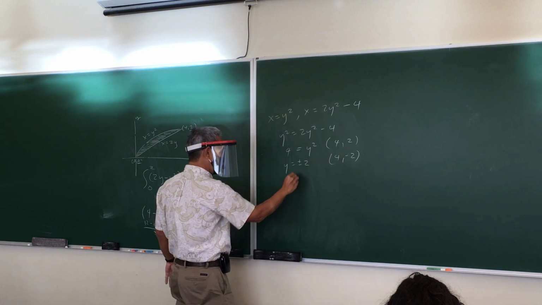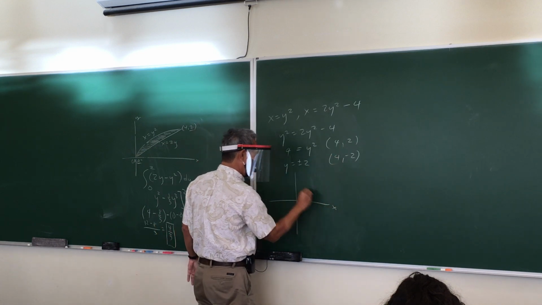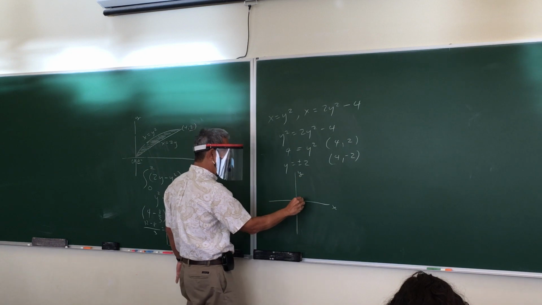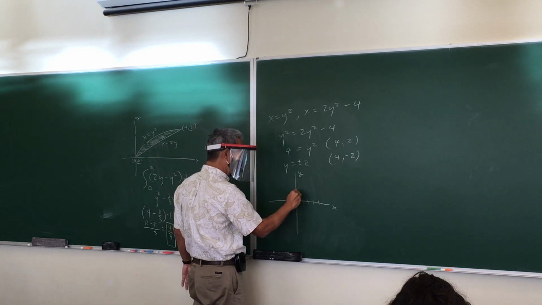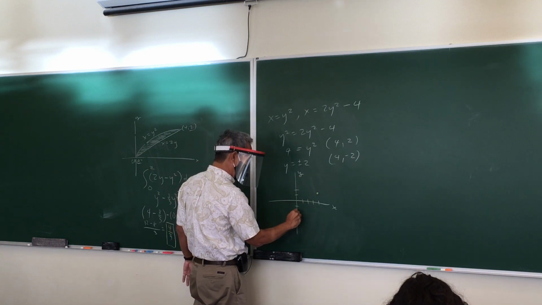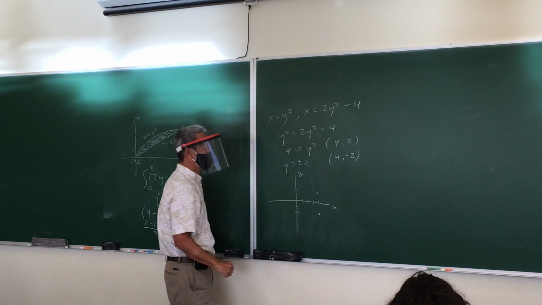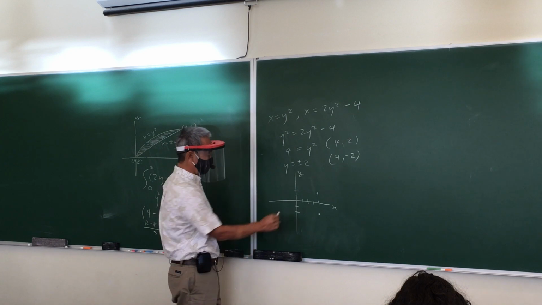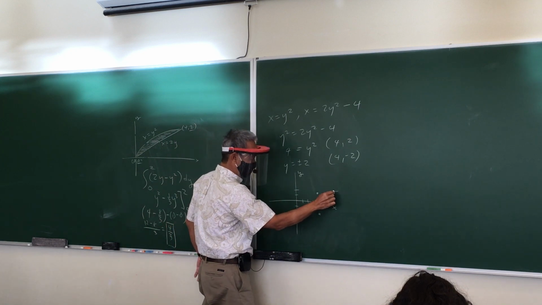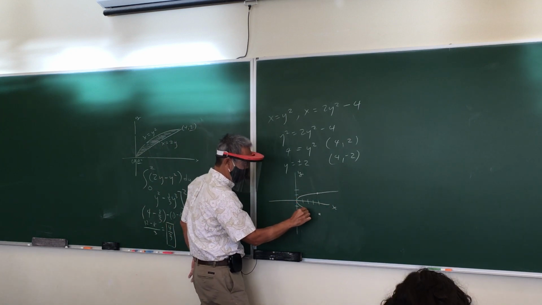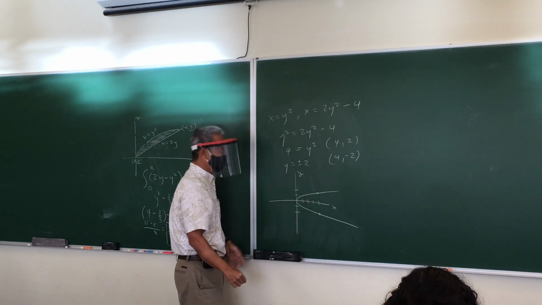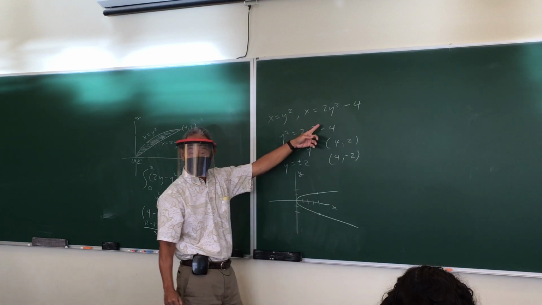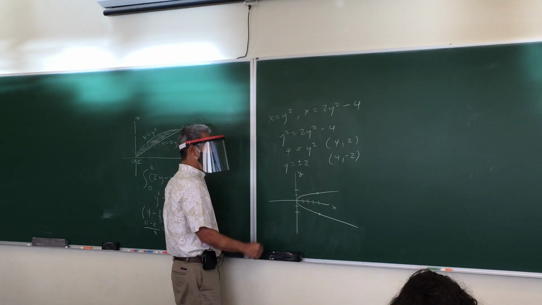So why don't we use this to draw the graph? So 4, 2, and 4, negative 2. Now this one, obviously the vertex is at 0, 0, right? So it's opening to the right, so it's like this. This one though, where is the vertex? 4, which way?